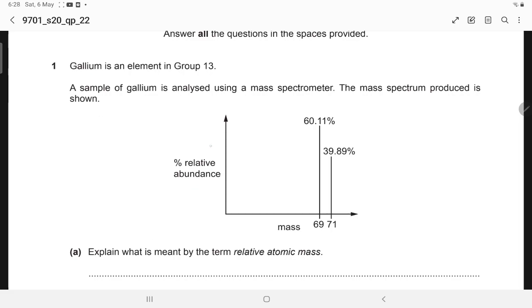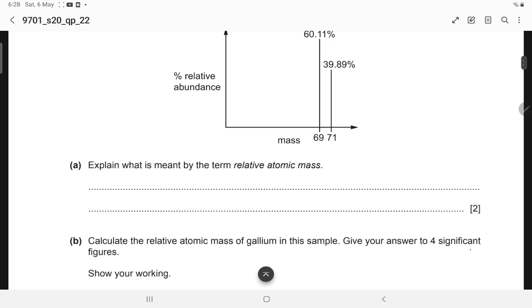On the y-axis is relative abundance, and on the x-axis the masses of the isotopes are given. There are two isotopes: the relative abundance of gallium-69 is 60.11% and gallium-71 is 39.89%. Question: explain what is meant by the term relative atomic mass. Relative atomic mass is the average mass of atoms.